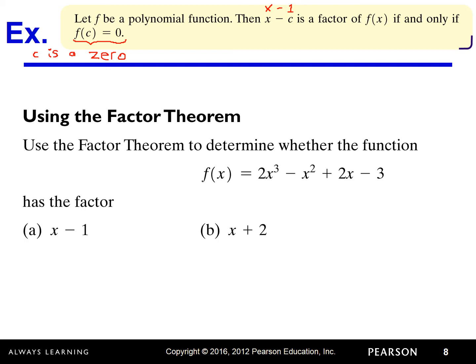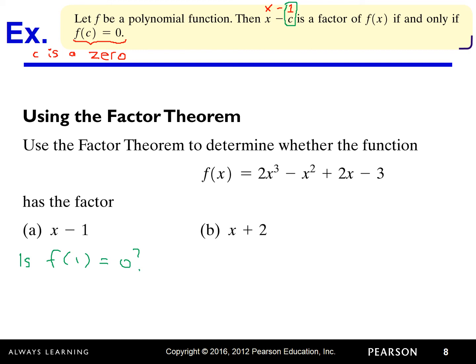If you look at this, the c is the 1. And so that is going to be true if f of 1 equals 0. So that's the question we're going to be asking about A. Is f of 1 equal to 0?